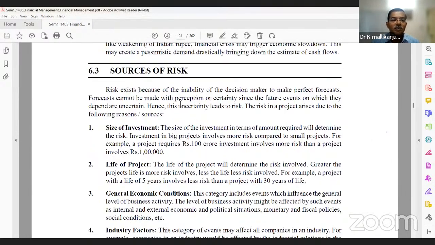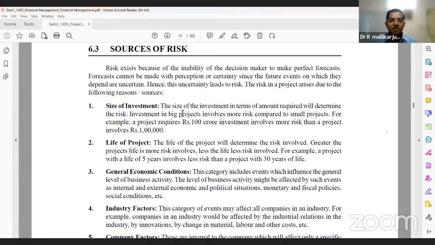The source of risk is size of investment. Higher the investment, higher the risk. Lower the investment, lower the risk. If we invest a higher amount, your return is very high, but the risk is also very high. Then life of the project: higher the life of the project, sometimes higher the risk involved. Lower the life, lower the risk.